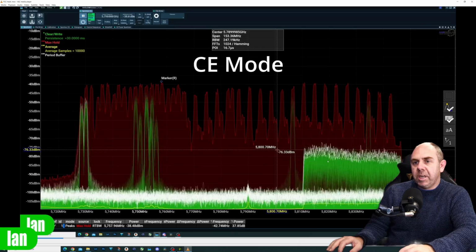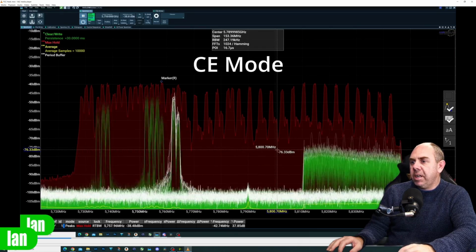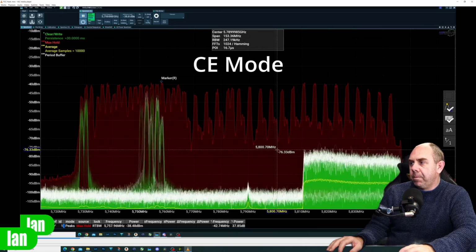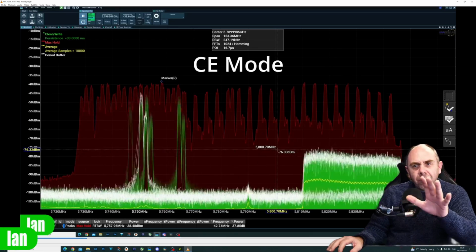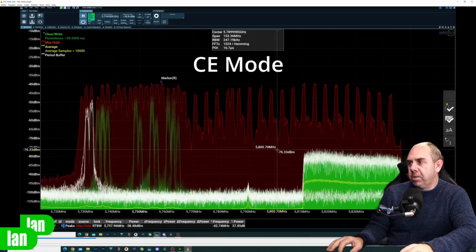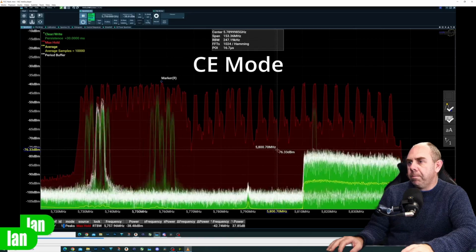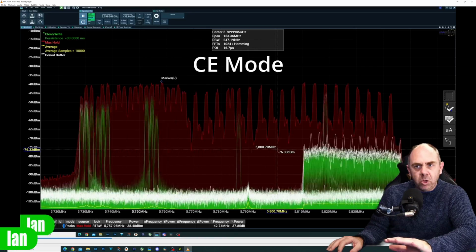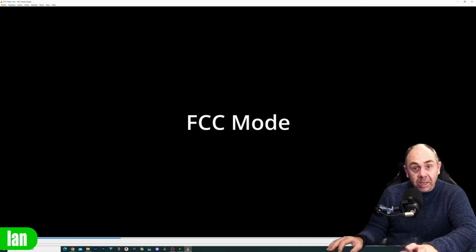So, armed, disarmed, same power output, CE, nice and simple. You can see a little fluctuation, don't worry about that, it's just because of the way I'm testing this. But overall, you can see that's where we're at with CE.